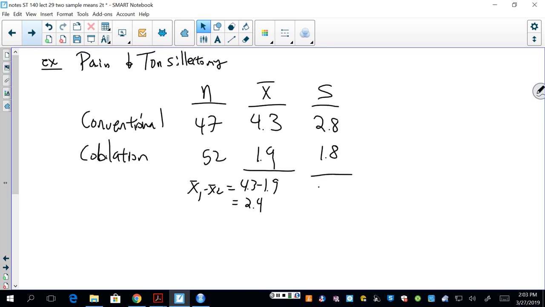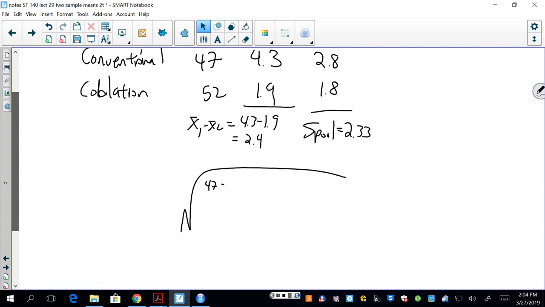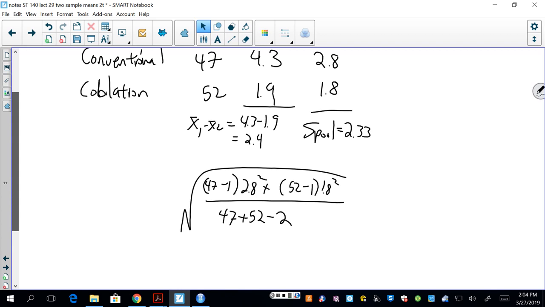All of these we're going to pool. The pooled value, if you calculate, is 2.33. So for that pooled one, you would take the square root of: there were 47 in the first group, so 47 minus 1 times 2.8 squared, plus 52 minus 1 times 1.8 squared, and then divide by the sum of these two sample sizes minus 2, and that should give you this pooled value. The pooled value should be between the two. It won't necessarily be exactly halfway, but it's between the two.